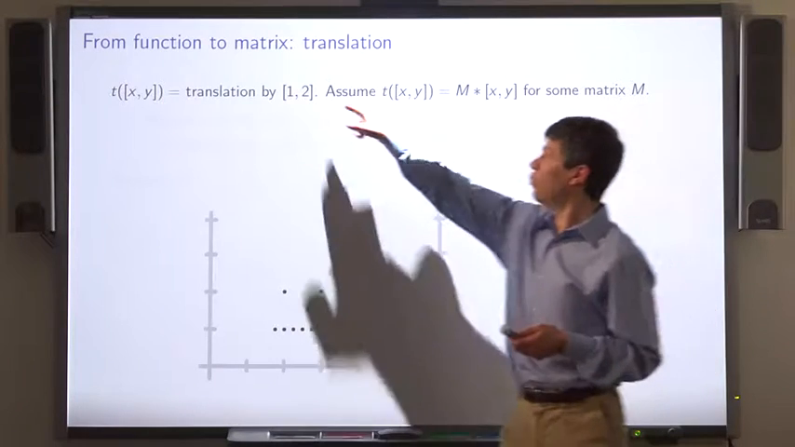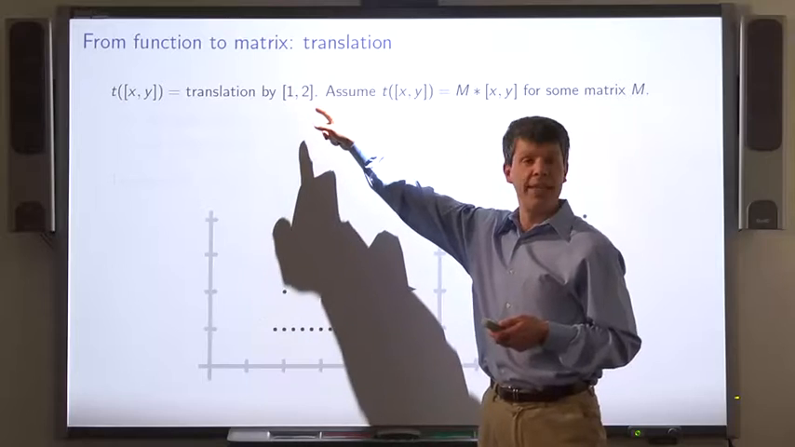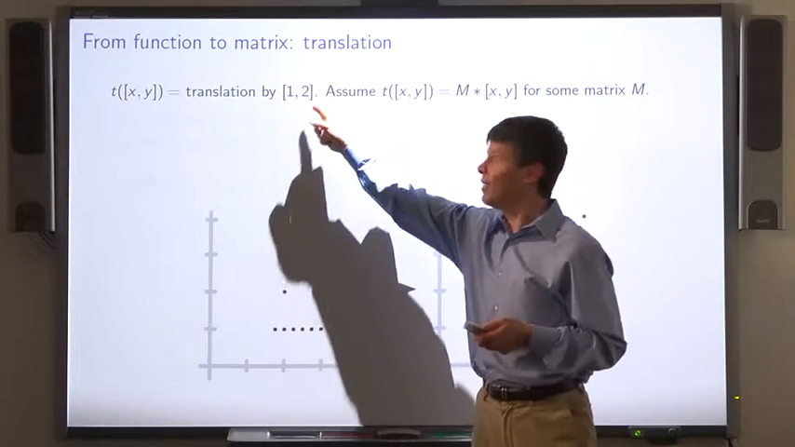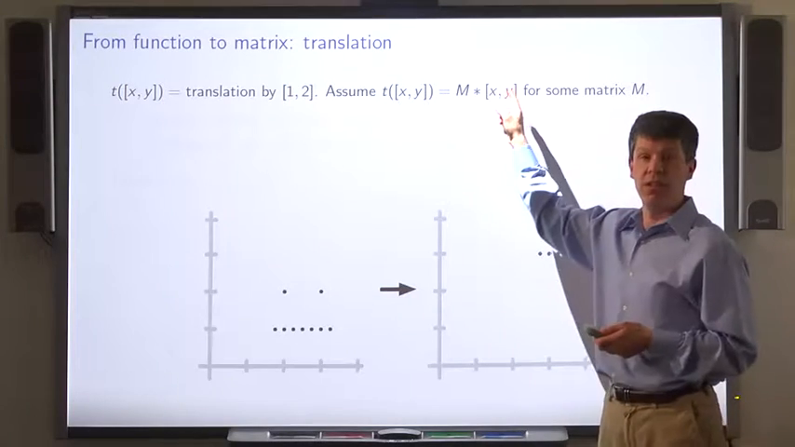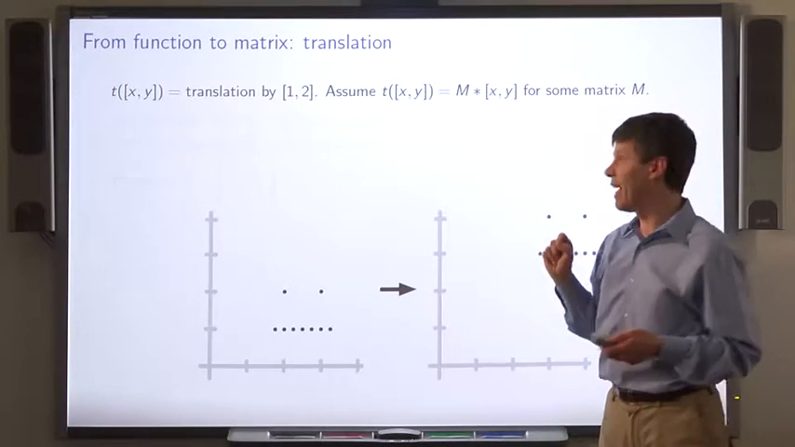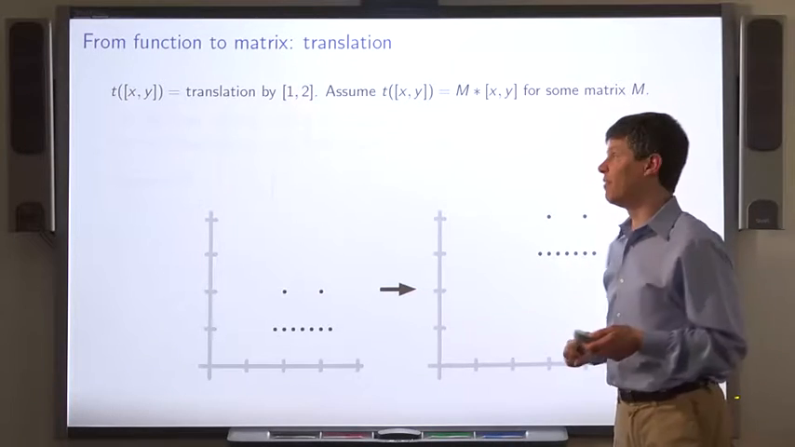So translation by (1, 2), meaning we move the input 1 unit to the right and 2 units up. Assume this function is defined by matrix vector multiplication for some matrix M, and let's figure out the entries of M.